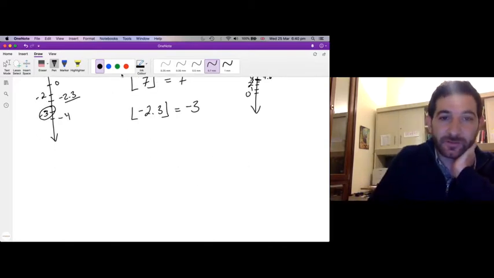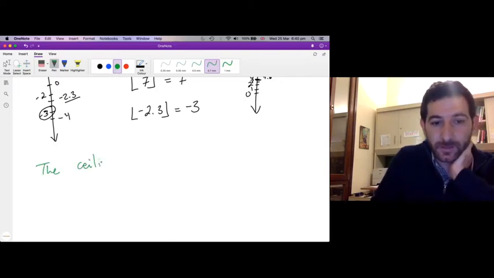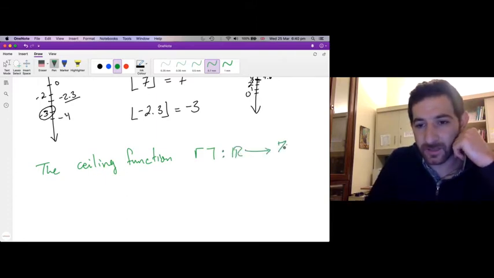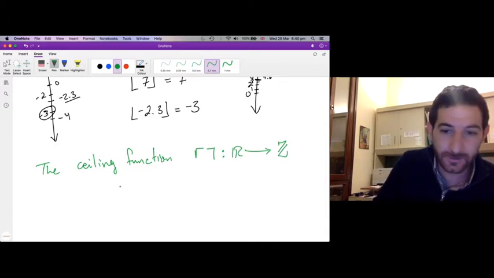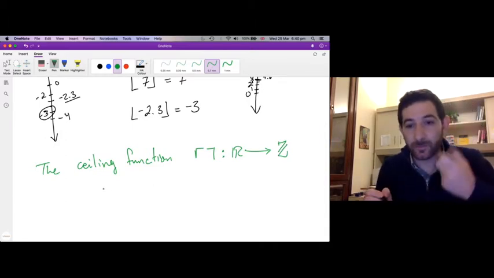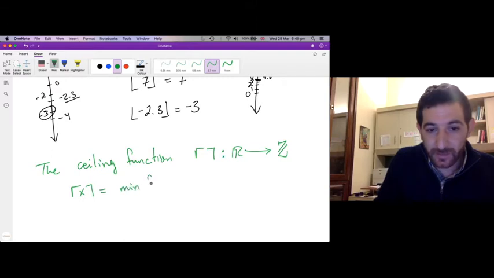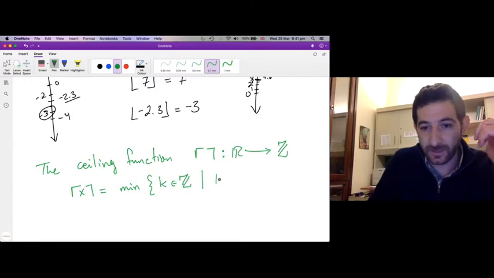Now similarly, we define the ceiling function. What is the ceiling function? It is denoted by this symbol, and it's again a function whose domain is the set of real numbers and the codomain is the integers. So it takes as an input a real number and produces as an output an integer, and the ceiling of X is defined to be the minimum integer, the minimum among all the integers which are greater than X, such that K is bigger than or equal to X.